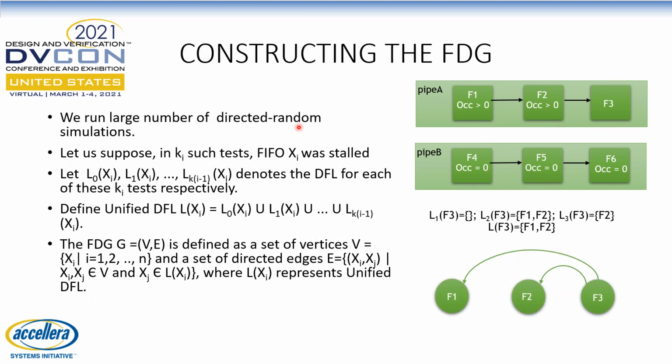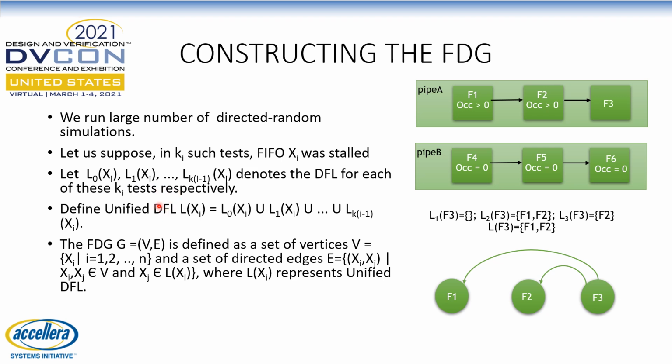Let's move on to the final step in constructing the FIFO dependency graph, or FDG in short. To do that, we need to run a large number of directed random simulations and repeat the procedure that I explained in the previous slide, so that every FIFO in the design gets a chance to get stalled, and not just that, every FIFO gets stalled multiple times. Let us suppose the FIFO xi was stalled ki times in a regression, and let's suppose that L0xi, L1xi denote the dependency lists of the FIFO xi in these tests.